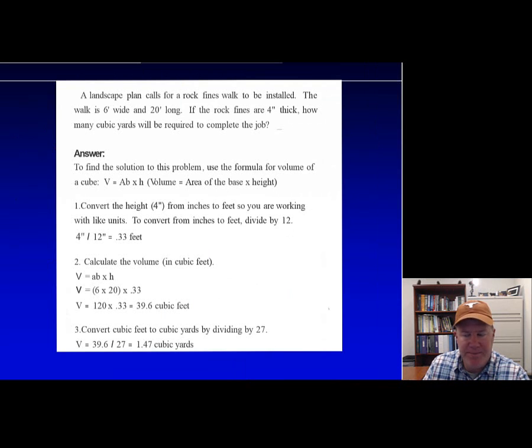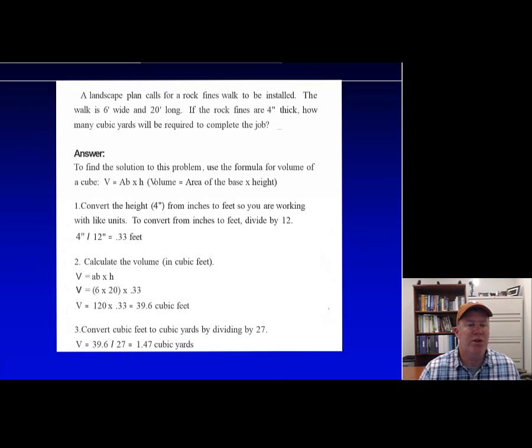So here is the next to the last slide, and this is a good example of figuring out volume. A landscape plan calls for a rock fines walk to be installed, so it's pretty much like a rock dust pathway. The walk is 6 feet wide and 20 feet long. That tells me automatically it's 120 square feet, 6 times 20. If the rock fines are 4 inches thick, how many cubic yards will be required to complete the job?